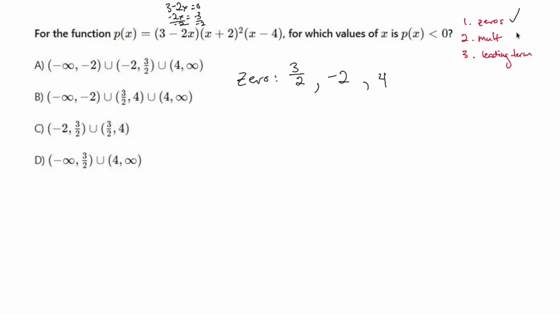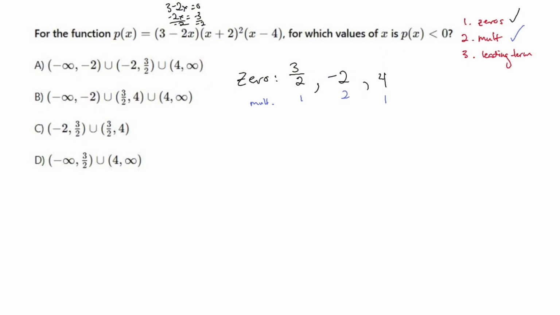Now what we have to do is find the multiplicity of each. The multiplicity of this guy is just 1, nothing fancy there. The multiplicity of the second one is 2. Now what does that mean graphically? We'll get there in a second. The multiplicity of the third guy is 1, easy peasy.